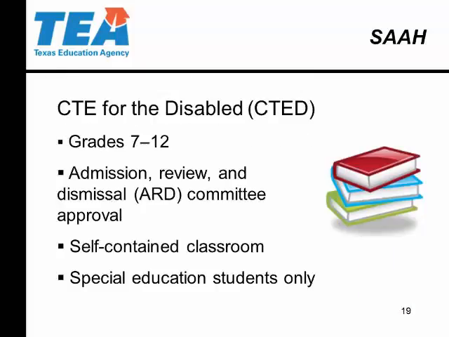CTE for the disabled, we call it CTED. Grades 7 through 12, you must have approval from your ARD, Admission, Review, and Dismissal Committee. It must be a self-contained classroom. It must be special ed students only.